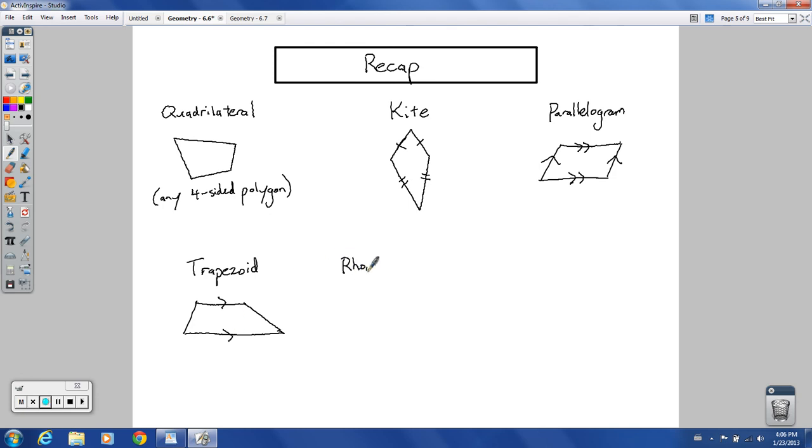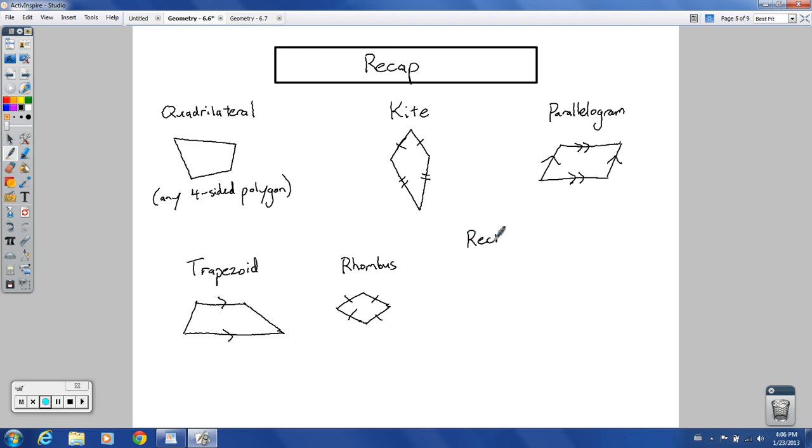A rhombus has four congruent sides, but not necessarily four congruent angles. Maybe if it was a square, which is a special type of rhombus, then it would. But a rhombus is like that.